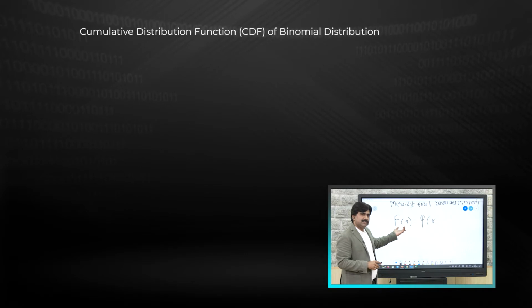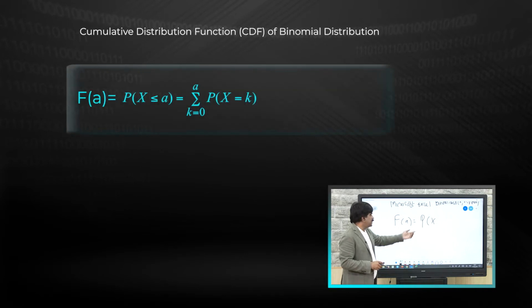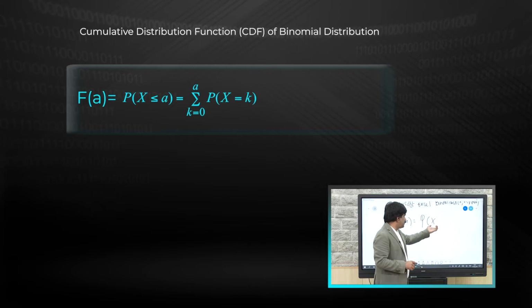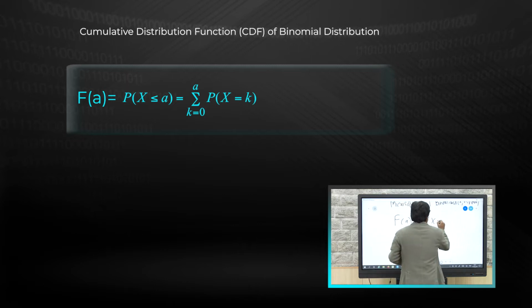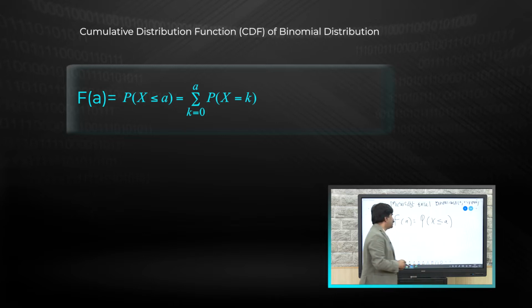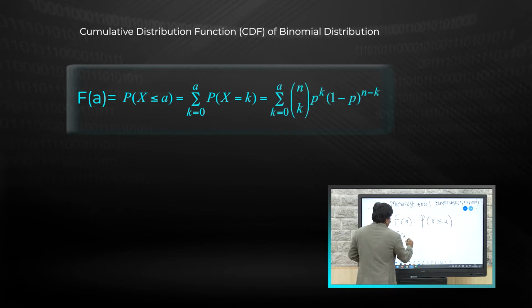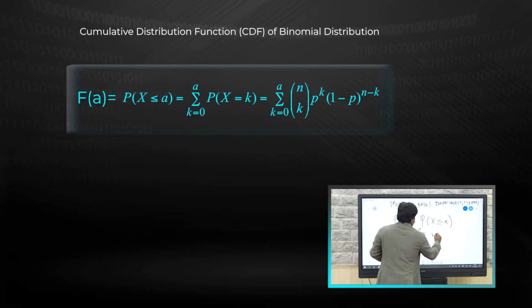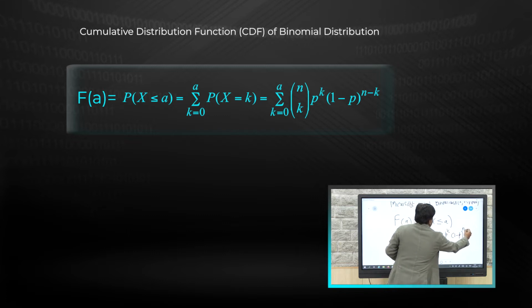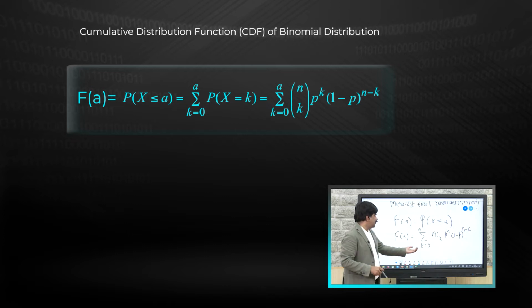The cumulative distribution function, I am writing that as capital F of a. This is the same as the probability that X, which is a binomial random variable, takes a value less than or equal to a. So, what I can do is sum the probability mass function values up to the value of a. That will give me the cumulative distribution function. So, here F of a is nothing but the summation over k equal to 0 to a of nCk p to the power k (1 minus p) to the power n minus k.